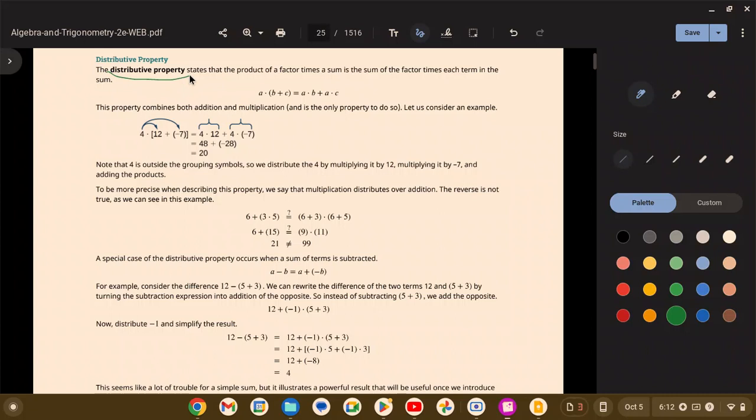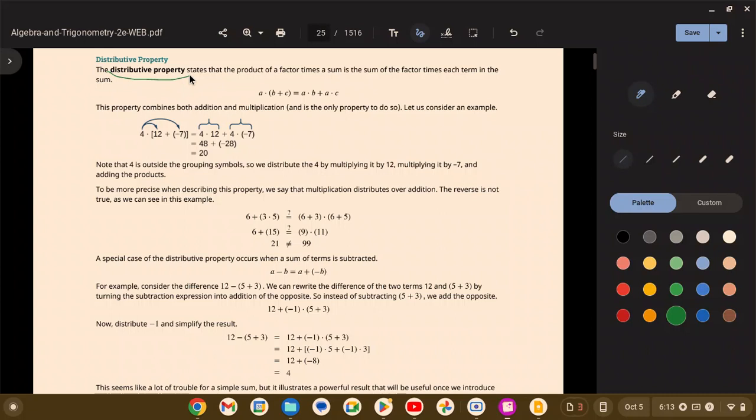Let us consider an example. So 4 times, in brackets, 12 plus negative 7 equals 4 times 12 plus 4 times negative 7. And then you get 48 plus negative 28, which equals 20. Note that 4 is outside the grouping symbols, so we distribute the 4 by multiplying it by 12, multiplying it by negative 7, and adding the products. To be more precise when describing this property, we say that multiplication distributes over addition.